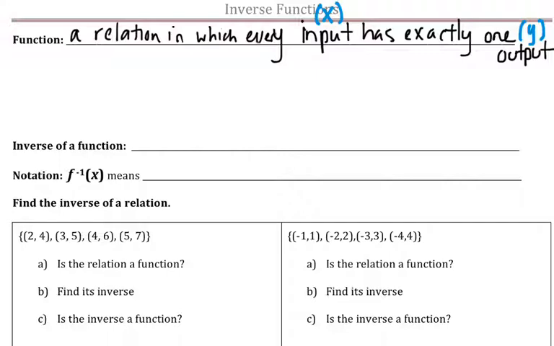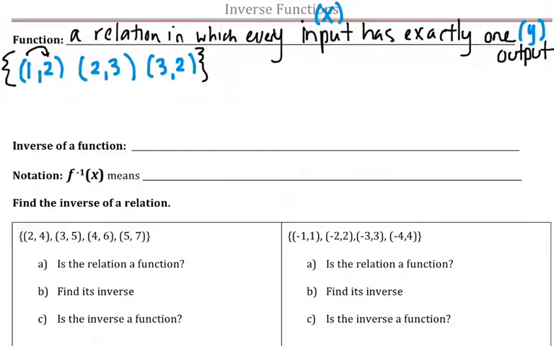One way to represent a function is with a set of ordered pairs. So we could have the ordered pairs (1, 2), (2, 3), and (3, 2). The inputs in this relation are 1, 2, and 3. And if you notice, 1 is paired with exactly one output, 2 is paired with one output, and so is 3. Another way you've heard this said is the x's don't repeat, so you can see that that happens here as well.